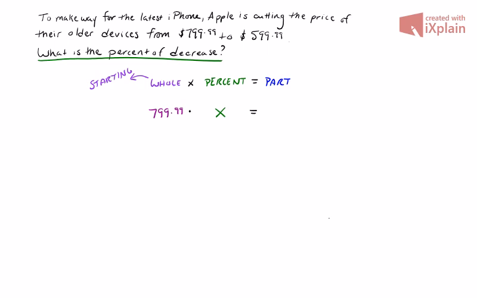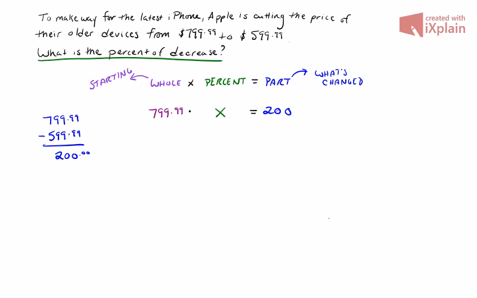And then we also want to know the part, or in other words, we want to note what's changed. So we don't want to necessarily work with the $599.99 directly. I want to know how things have changed. So in order to accomplish that, let's take a look at that $799.99, and we want to remove the $599.99 to see that we have a change of $200.